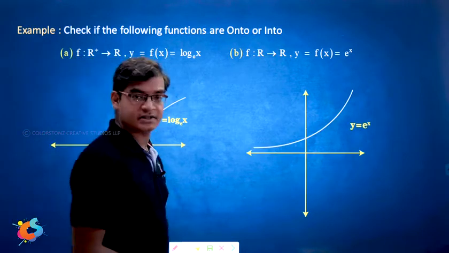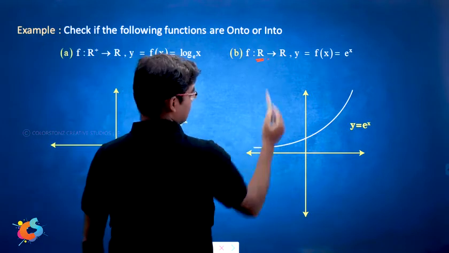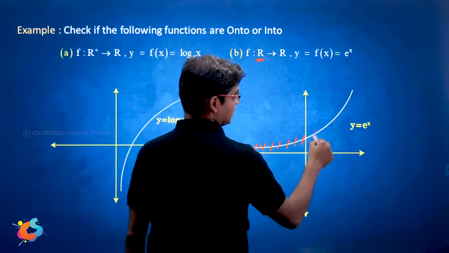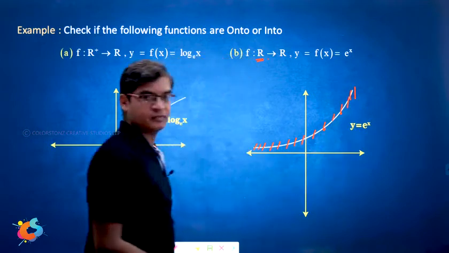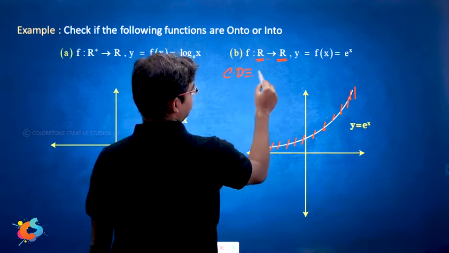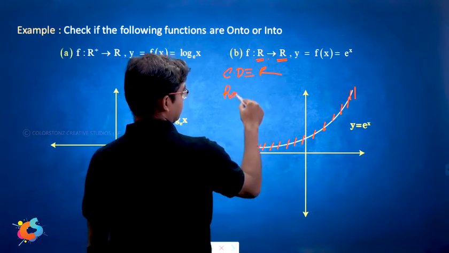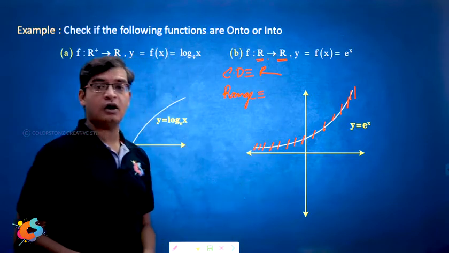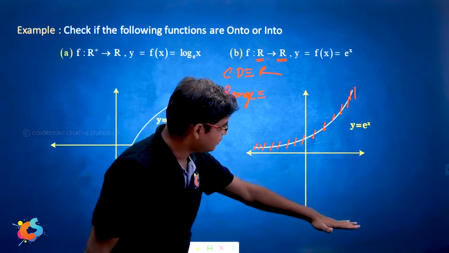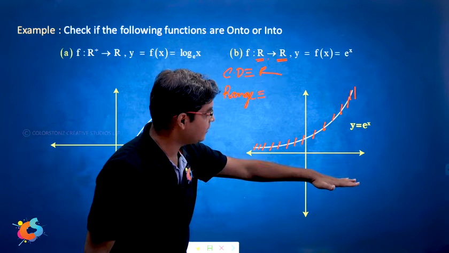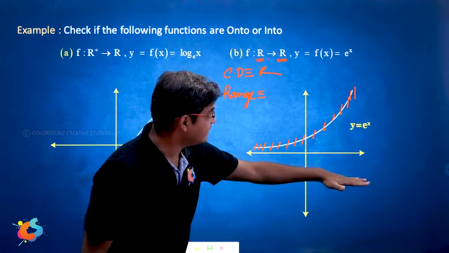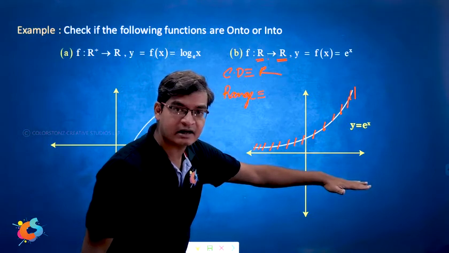y is equal to e power x. Okay, so the domain is all real numbers. So if all real numbers are my input, then this is the part of the graph which I am considering, meaning the whole graph. For this, the codomain set is all real numbers. What is my range? Range is nothing but the set of all output values, or the set of all y values. So here, of course, these negative values are not being taken. Why? Because this line is never cutting the graph. If this line is never cutting the graph, that means this y value is never taken by the graph.